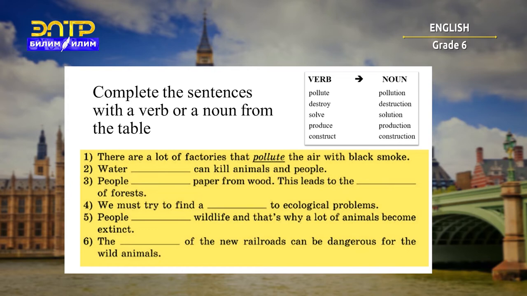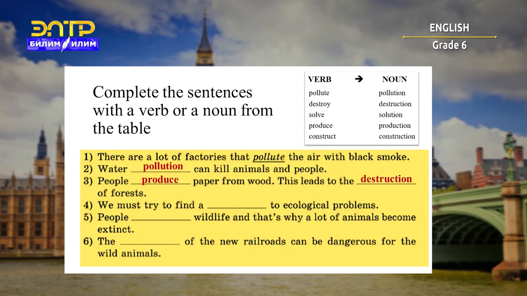Let's check your answers together. Number two, water pollution can kill animals and people. Why do we use a noun here? Because we have the modal verb can and the verb kill. Number three, people produce paper from wood. Again, people is subject and we need a verb, produce. This leads to the destruction of forests.